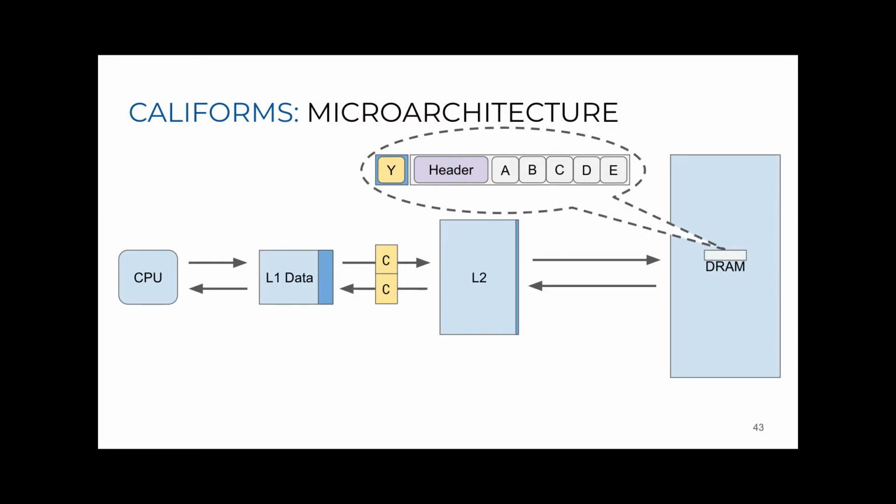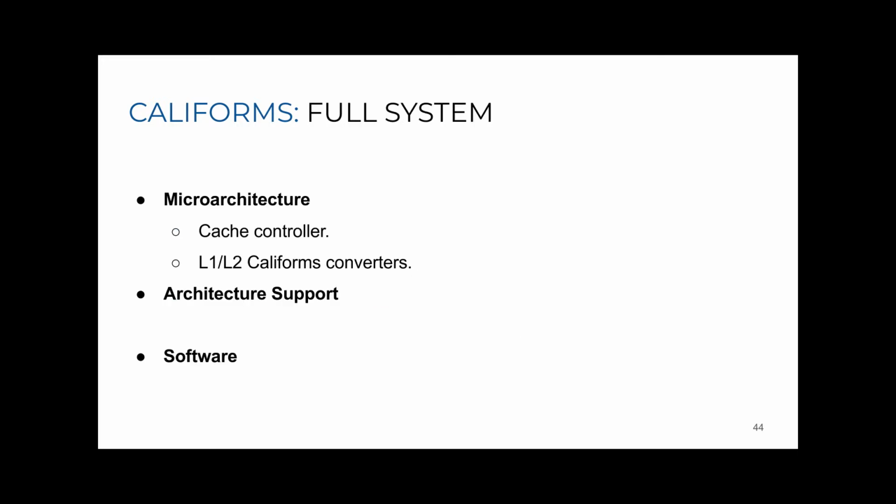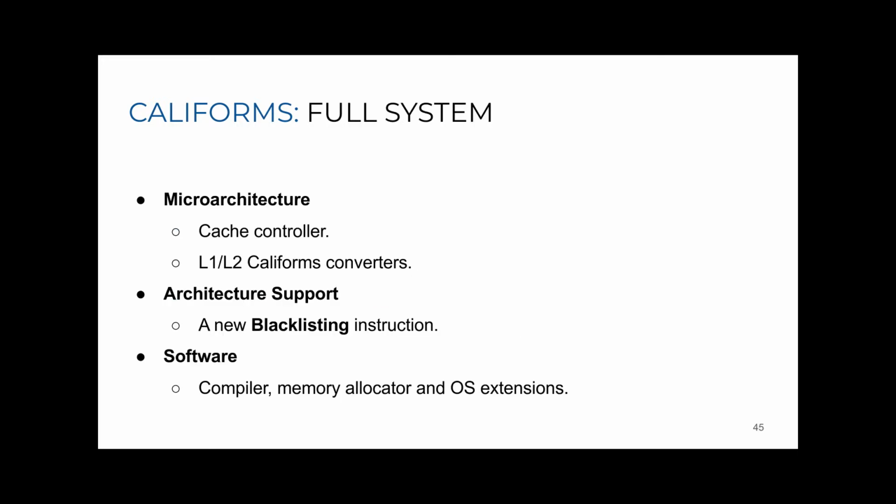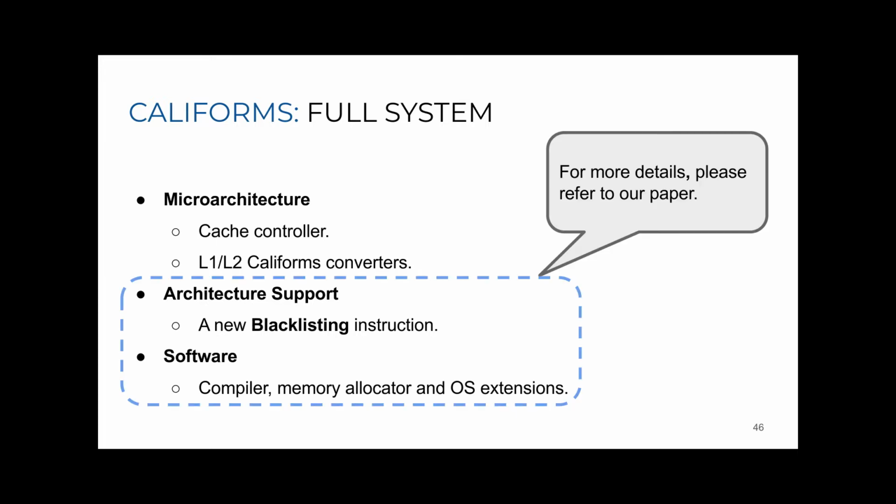Please note all of these described changes are equally applicable to both 32 and 64-bit systems. In addition to our hardware changes, we add a new blacklisting instruction, write a couple of compiler passes, and modify the memory allocator. For more details on these aspects, please refer to our paper.